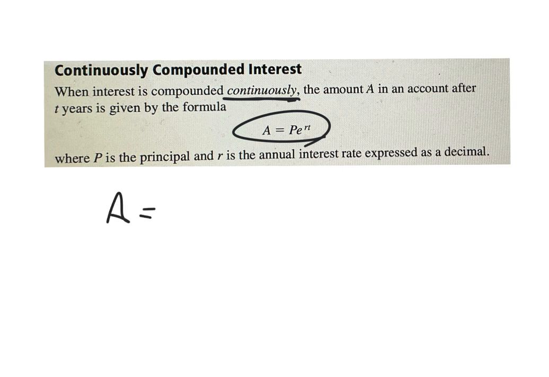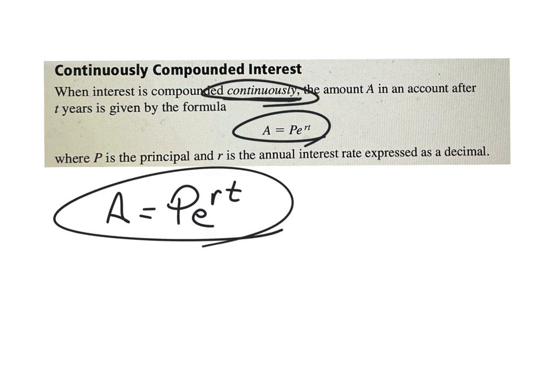A still stands for final amount. P still stands for how much you start with, the principal. e is the number e. r is your interest rate and t is for time. There's no n this time because we're not compounding a certain amount of times per year. We're compounding continuously. It never stops compounding. So if you see the words compounding continuously, we're using PERT instead of this formula, which we spent a lot of time talking about yesterday.